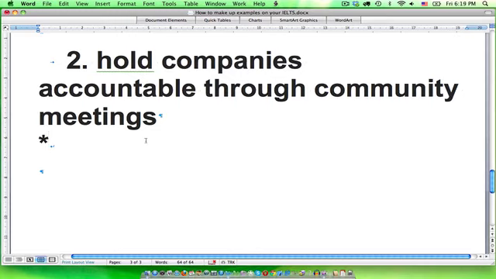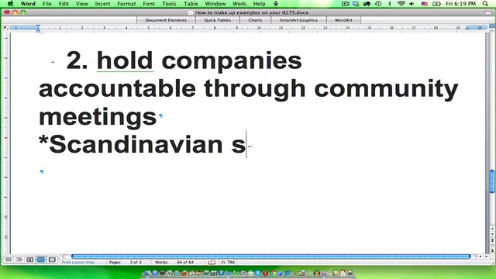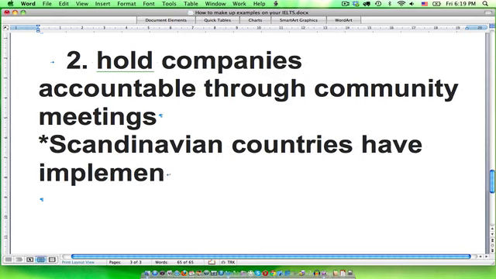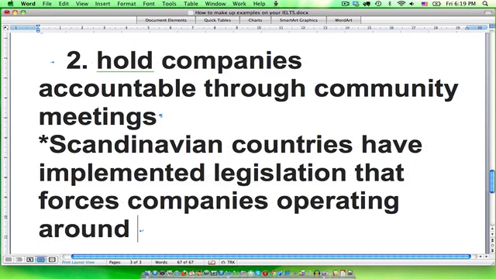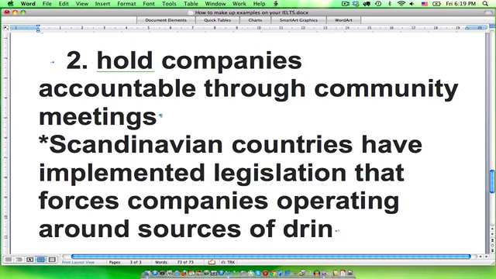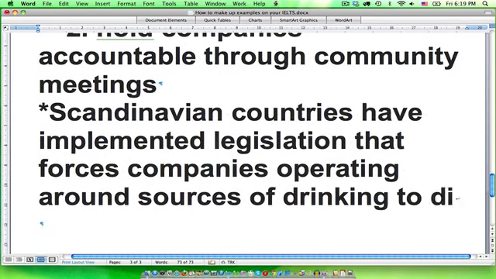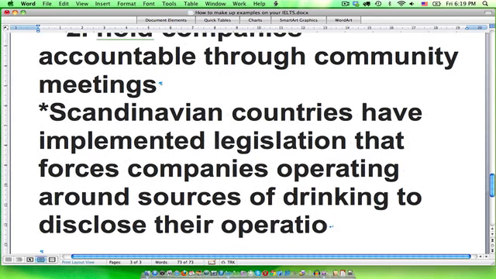So let's say that the example could be something, I don't know, sort of a case study. So Scandinavian countries, let's say, have implemented legislation that forces companies operating around sources of drinking water to disclose their operations, something like that. Very, very general. When we get into writing the essay itself, we'll talk in much more specific terms.